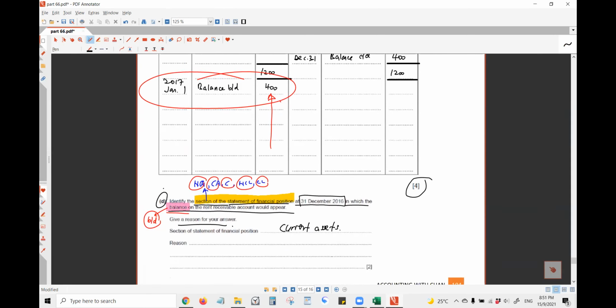So how does it appear? It will appear like this. In the SOFP, in the current asset section, you will have it as rent receivable accrued. Or you write it as other receivable. It is also written as other receivable. Then 400. Reason. Let's write the reason together.